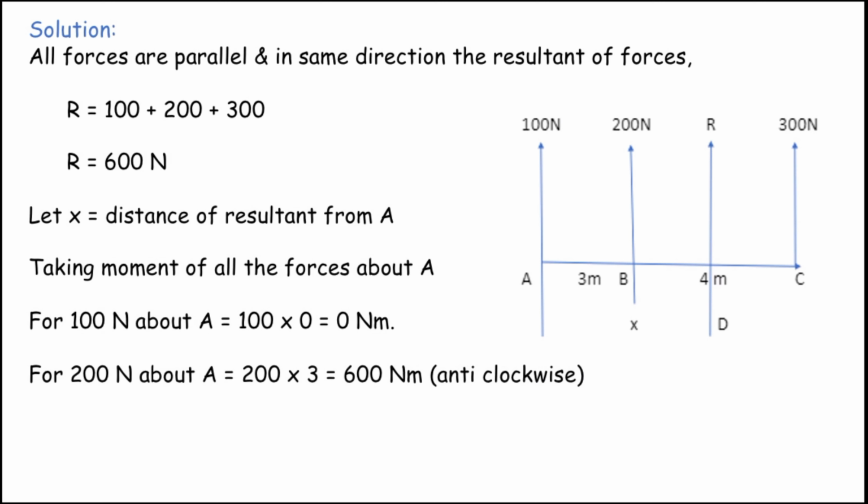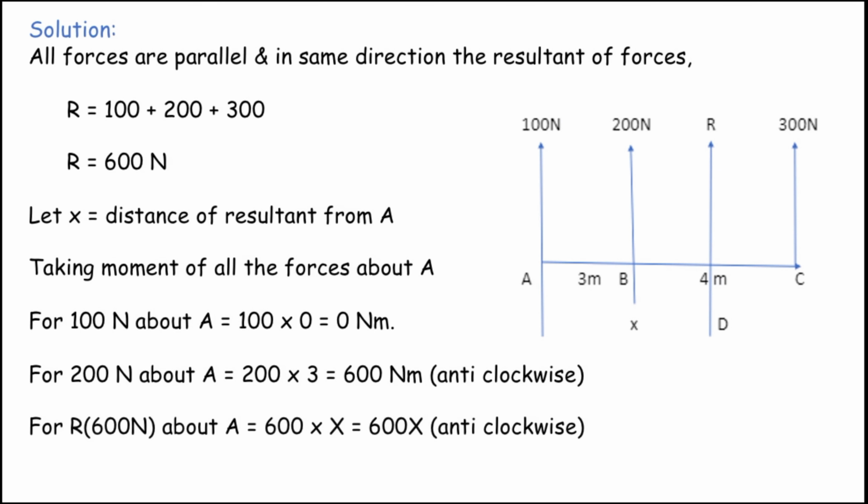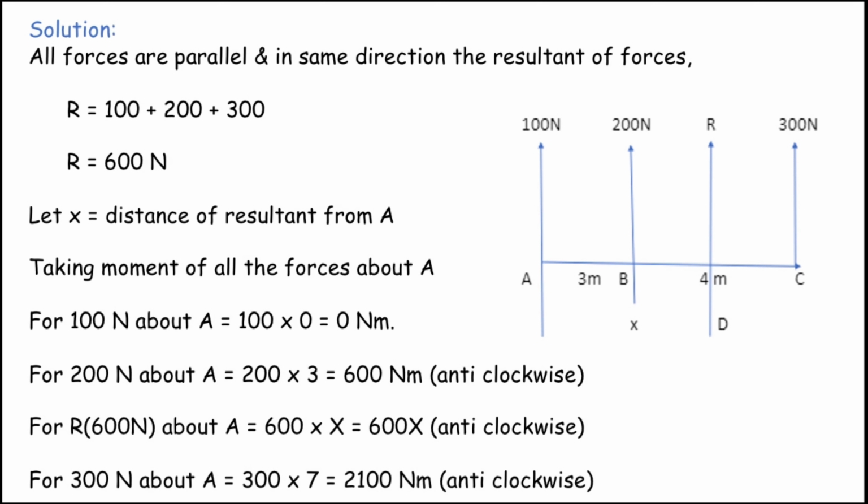It is an anti-clockwise moment. And the resultant 600 Newton about A is 600 into X, that is 600x. It is also an anti-clockwise moment. And the force 300 Newton about A is 300 into 7, the 7 because of the distance from A to C, 3 plus 4, that is 7. So 300 into 7 is 2100 Newton meter. It is also an anti-clockwise moment.